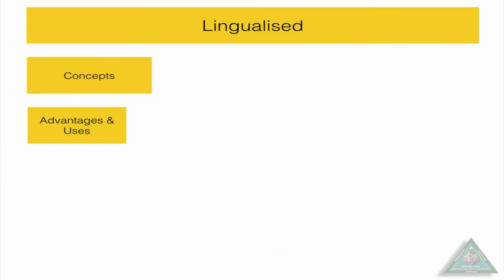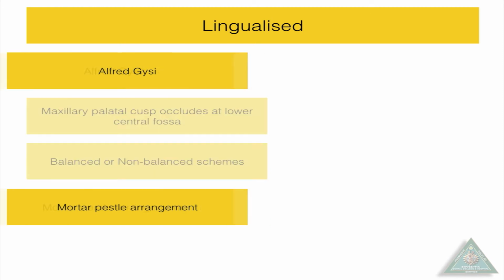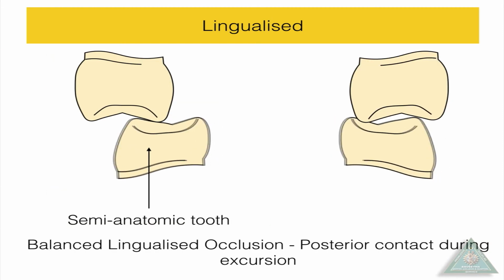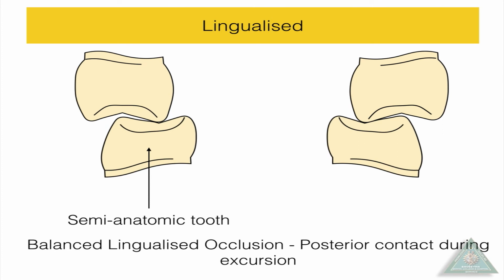And we will see what lingualized occlusion is. Lingualized occlusion refers to the contact of only the maxillary palatal cusp on the lower central fossa. It was proposed by Alfred Gysi, and it can be given in balanced and non-balanced schemes also. So this is a balanced scheme of lingualized occlusion. You can see how only the palatal cusp touches. However, in eccentric relation also the same palatal cusp maintains contact.